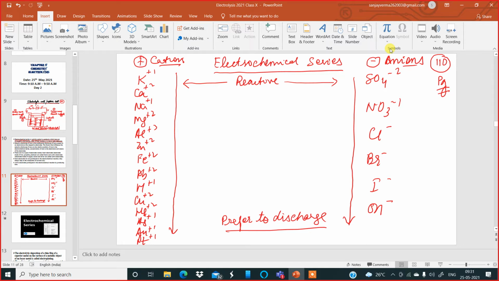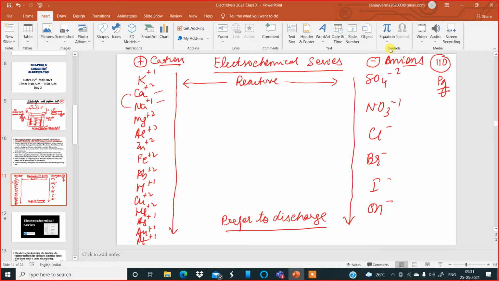There is a small correction over here. In the activity series of metals, sodium was above calcium, but here you have to learn that above sodium is calcium. So this is the change which is slightly made. So potassium, then calcium, then sodium, then magnesium, aluminum, zinc, iron, lead, hydrogen, copper, mercury, silver, gold, and platinum. Please remember this order. This is already there on page number 110. Okay, so I repeat this once more.